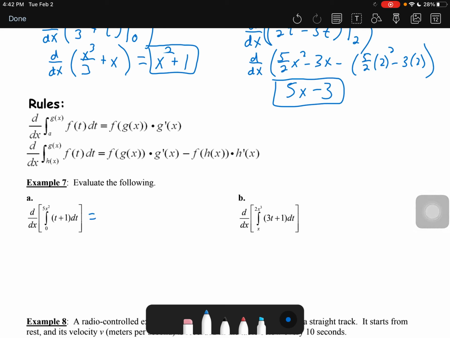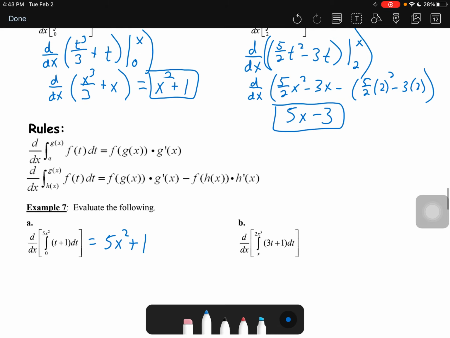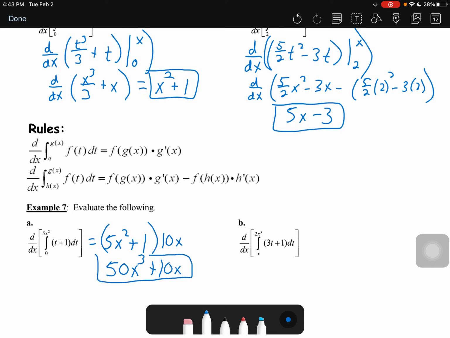So instead of t here, I'm going to have 5x squared plus 1, but then I have to apply that chain rule right here. I have to multiply by the derivative of that top function, which is 5x squared. So I'm going to multiply this times 10x. That's how I would get that solution. So 50x cubed plus 10x for that one. Okay.